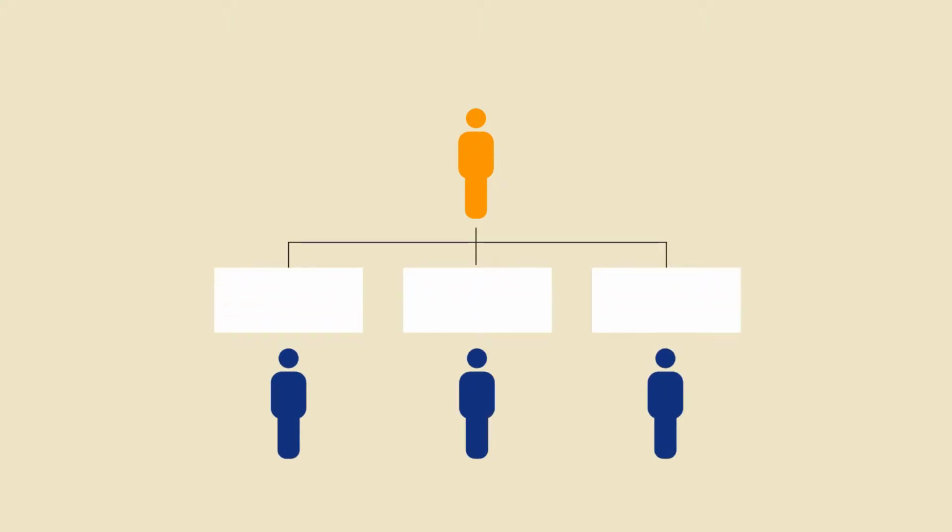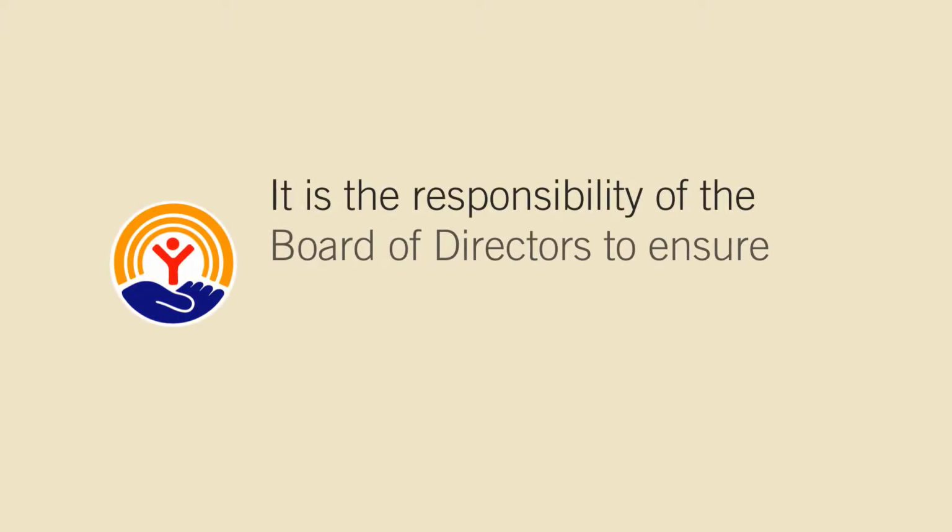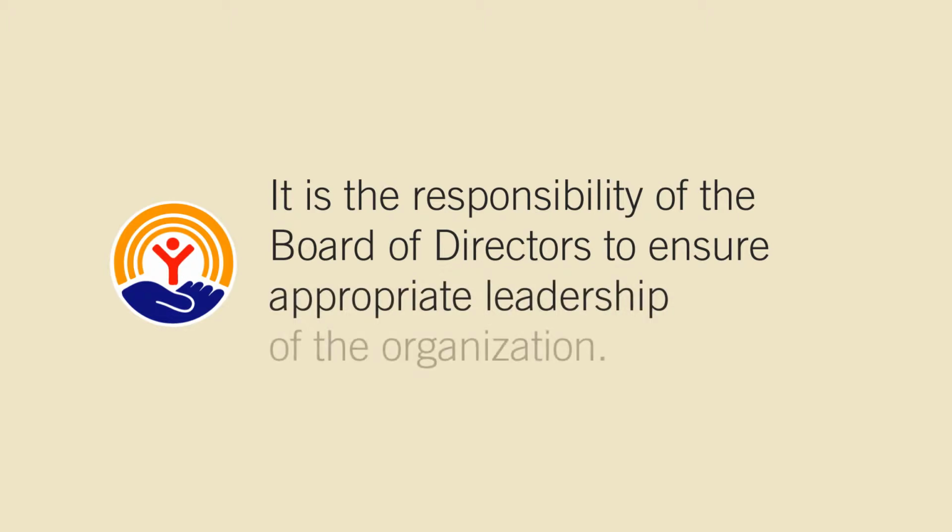The Executive Director is the individual who drives the daily activities of the organization, leads the staff, volunteers, and affiliate organizations towards achieving the organization's mission. This position has the greatest impact on the development and effectiveness of Kings United Way. It is the responsibility of the Board of Directors to ensure appropriate leadership of the organization. Should the position become vacated, it's the responsibility of the Board of Directors to fill this position with an individual who can lead the organization and meet the mission of the organization.